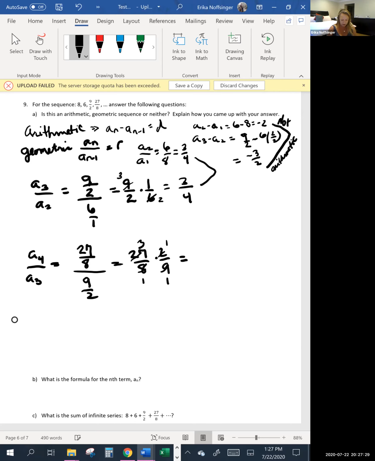Did I do everything right? Oops, no, I didn't do everything right. 2 goes into 8 4 times. There we go. So multiply straight across: 3 times 1 is 3, all over 4 times 1 is 4. And so notice, same constant. So we actually found out what r is. r is equal to that common ratio, which is 3/4. And so this is a geometric sequence.